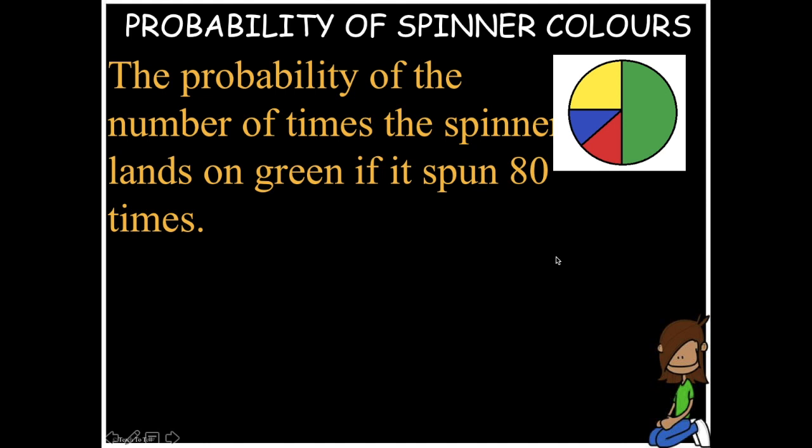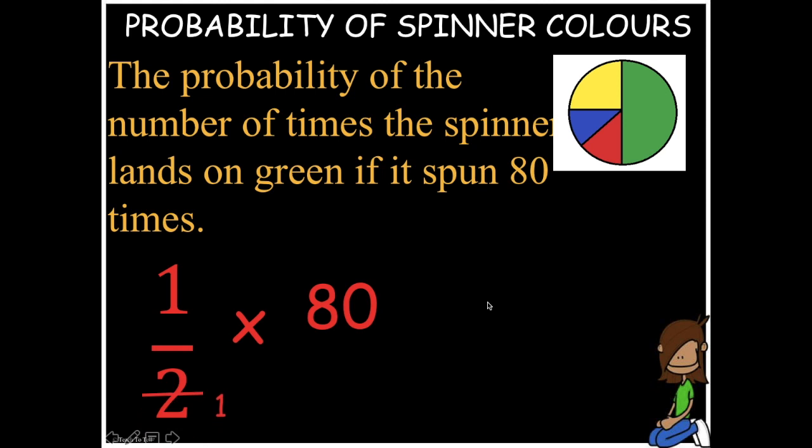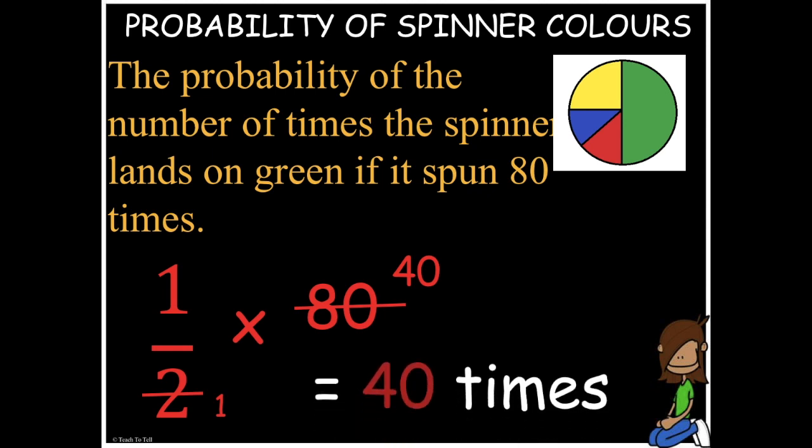What is the number of times the spinner lands on green if it is spun 80 times? So we know that green is equal to 4/8, or more so, 1/2, and we multiply it by 80. So we know that 2 goes into 80 40 times, and so 1 times 40 is 40.